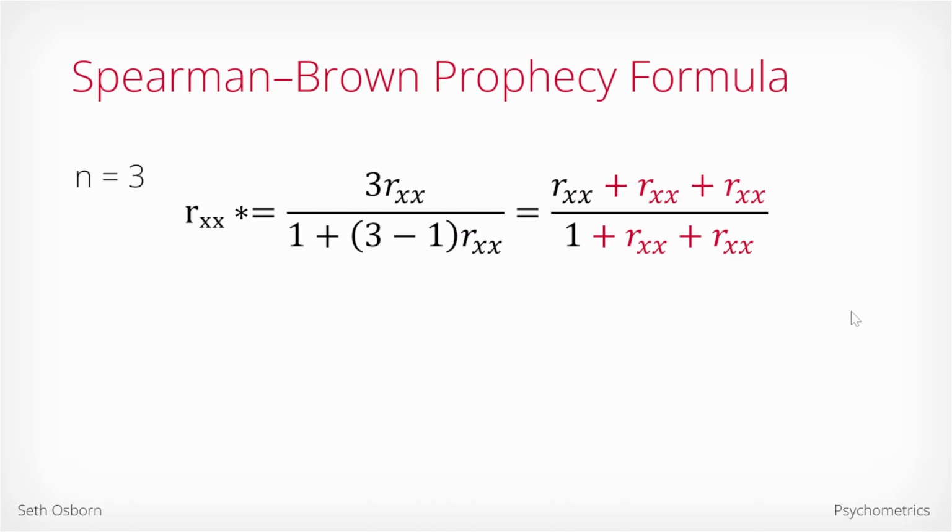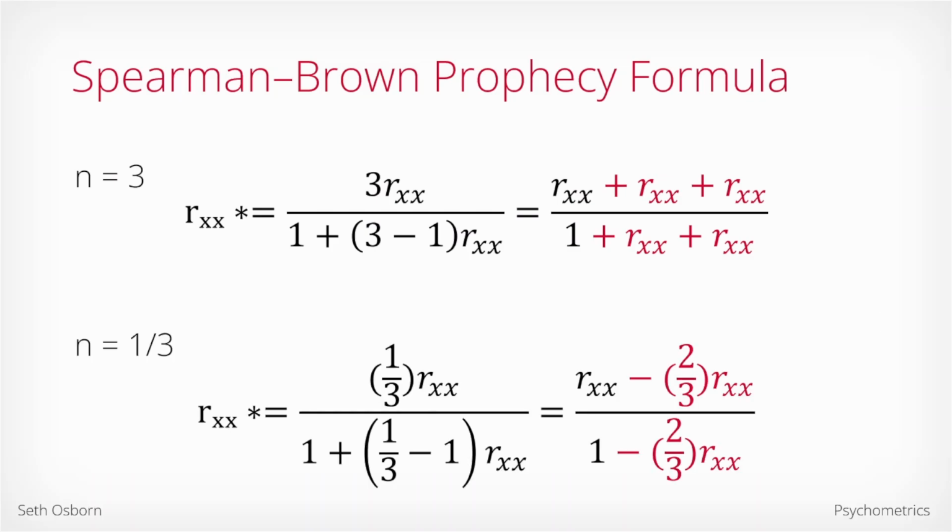But what if we reduce the test length rather than increase it? What if we cut the test length down to 1/3 of its original length? Rather than tripling it, we divide it by 3. Well, this is a bit less pretty to look at, but it's the exact same process, only we're subtracting now rather than adding. Just like multiplication is repeated addition, division can be thought of as repeated subtraction. I promise this is not as scary as it looks.